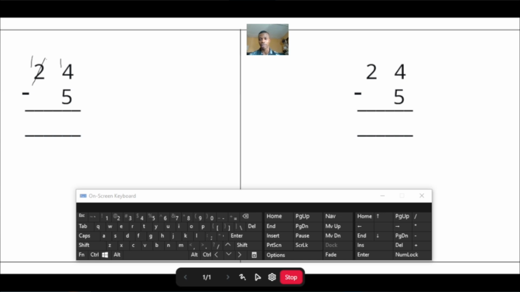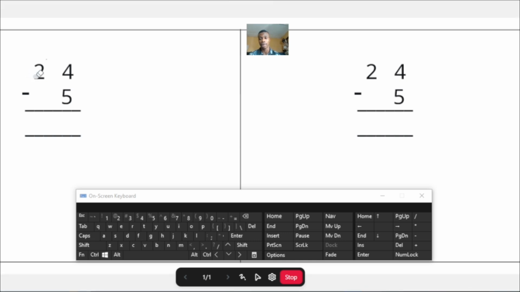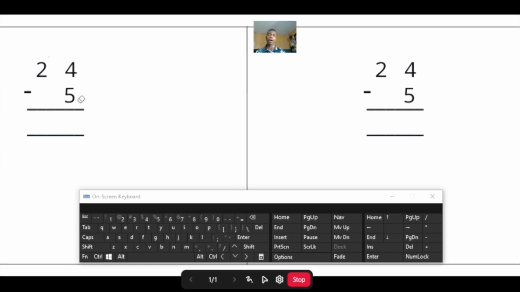So let's start again. Remember, we're borrowing 10 and not 1. Now I have to cancel out this 2. It becomes 1. Now I'm borrowing something from 2. What am I borrowing? The base. I'm borrowing the base, so I'm actually borrowing 10. Now I add this 10 to this 4, and what do I have? I have 14. 10 plus 4 is 14. Perfect.